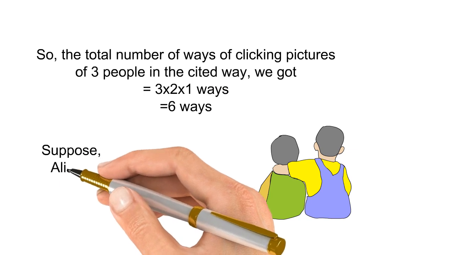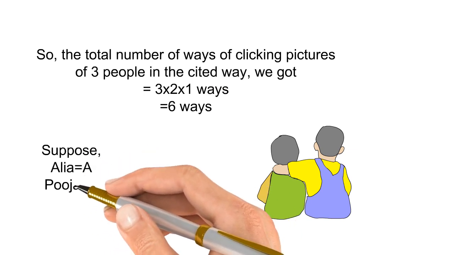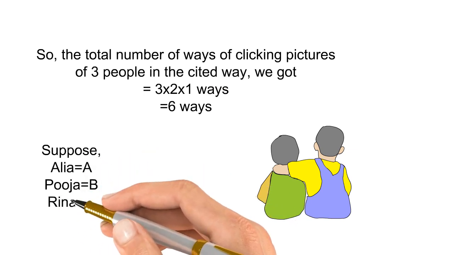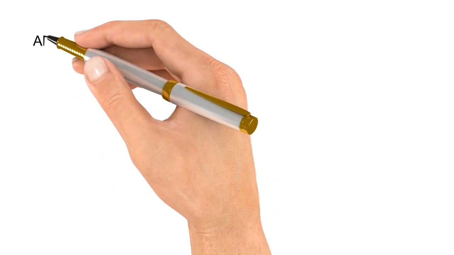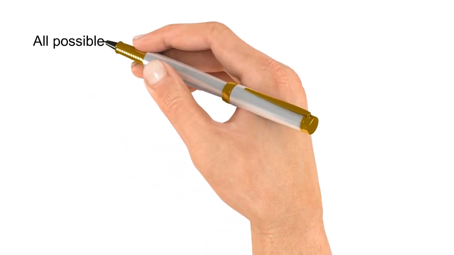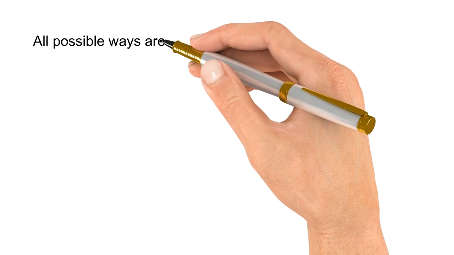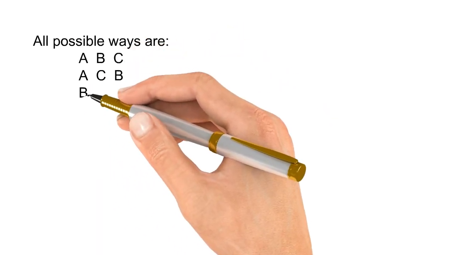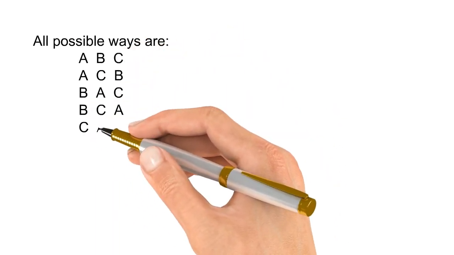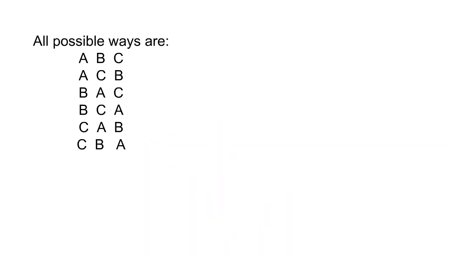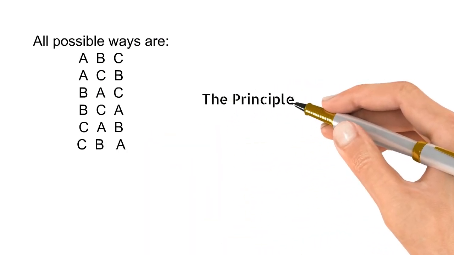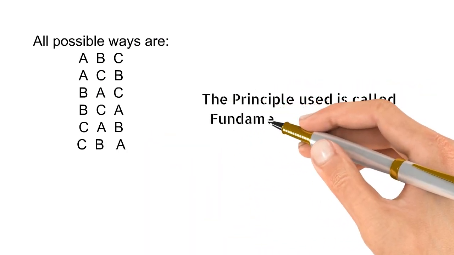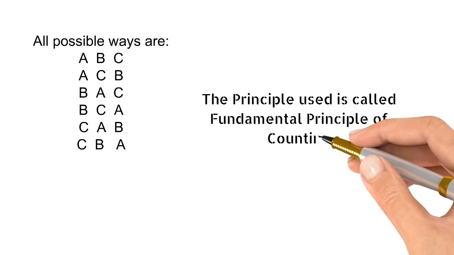Suppose Alia is considered as A, Pooja B and Reena C. We get the total possible ways of clicking pictures of three of your friends as ABC, ACB, BAC, BCA, CAB and CBA. The principle used here is called the fundamental principle of counting.